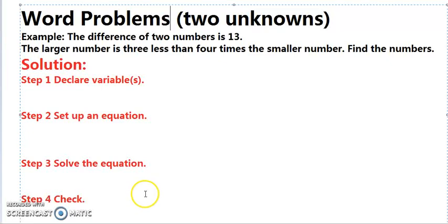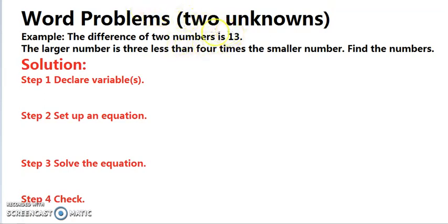Let's look at this word problem with two unknowns. In this example, the difference of two numbers is 13. The larger number is 3 less than 4 times the smaller number. Find the numbers. So when we solve a word problem, it has 4 steps.